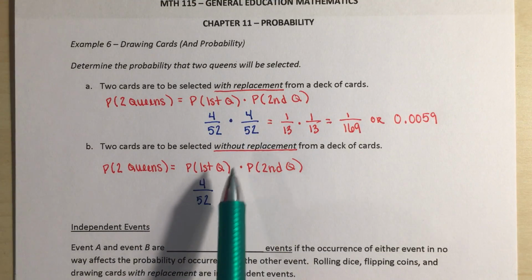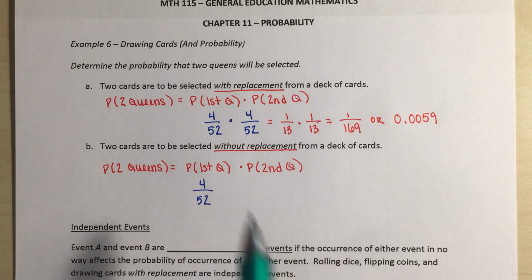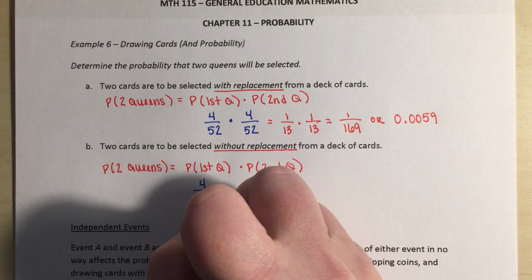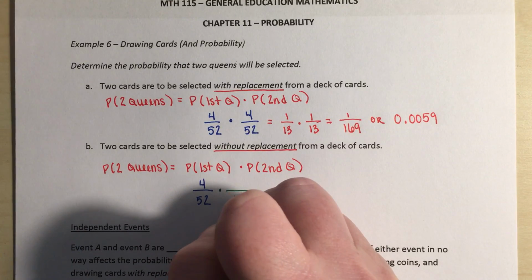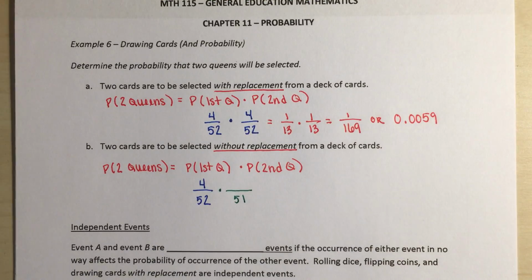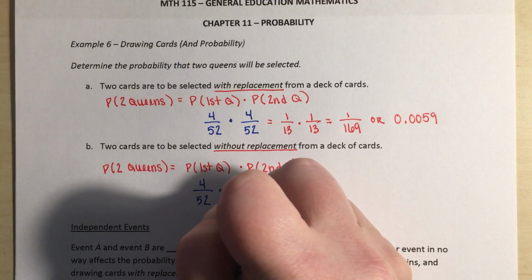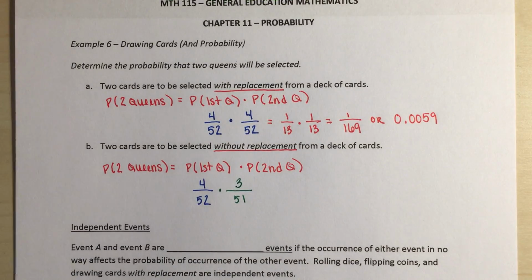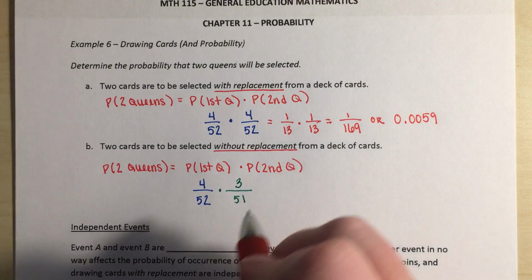So since we don't replace this card, that means that we only have 51 cards left to choose from. So we're actually going to change that denominator. Right? And since we don't replace that card, if the first one we draw is a queen, well, that means that out of our 4 queens, there's only 3 left. So we end up taking 4 out of 52 times 3 out of 51.